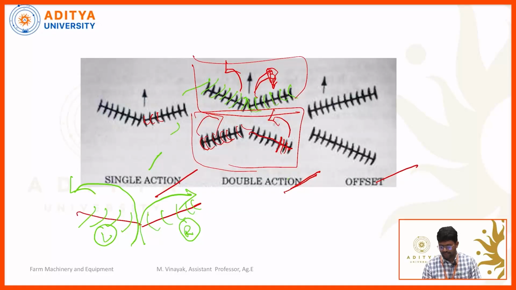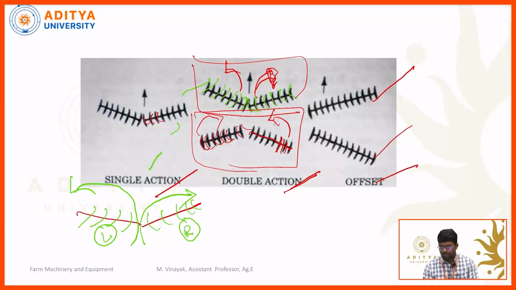Next one is the offset disc harrow. Most orchard crops contain a lot of grass and weeds throughout their surroundings. For weed control in orchard crops, using the offset disc harrow we can remove the weeds as well as plow the land.